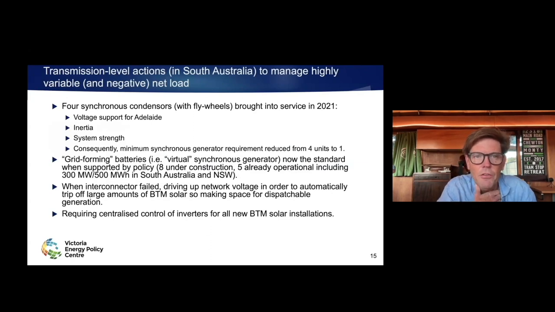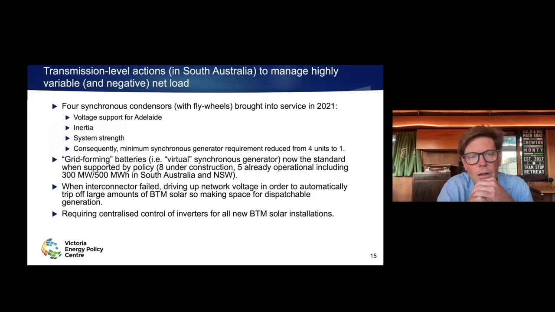So I'm going to talk about the transmission level actions in South Australia to manage high variable and negative net load. Four synchronous condensers with flywheels were brought into service in 2021. A voltage support for Adelaide, the capital city in South Australia, has a population of 1 million, just to put it in a context for you. Also, to keep the system running through system frequency constraints in South Australia for system strength, local system strength. And consequently, after having installed the syncons, the minimum synchronous generator requirement went from 4 units to 1 unit. That 4 unit was achieved by actually constraining on gas generators that otherwise didn't want to produce because there was plentiful wind and solar. So they managed to get that down to 1 unit.